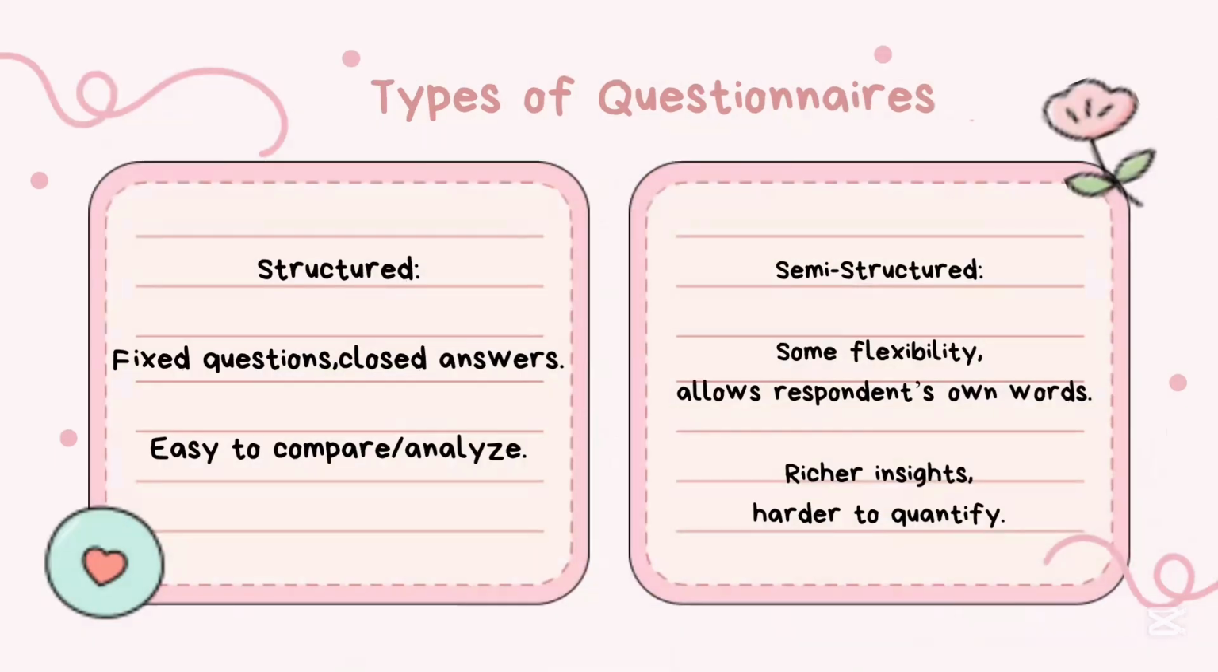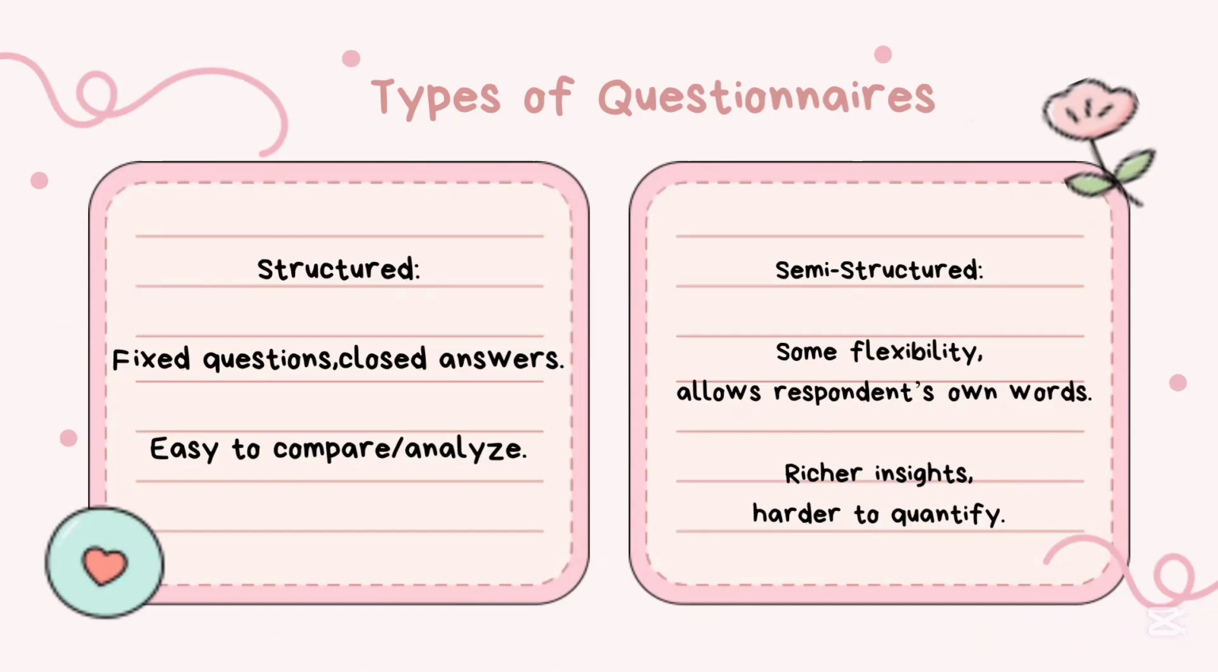Now, not all questionnaires are created equally. Broadly speaking, there are two types. First, we have structured questionnaires. These are the ones with fixed questions and limited response options. Think multiple choice questions or yes no answers. They are really easy to analyze because everyone is answering the same way.